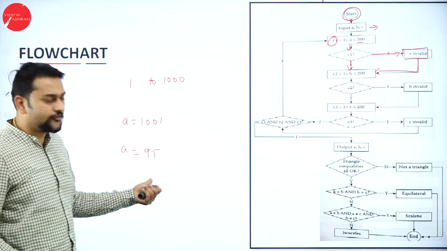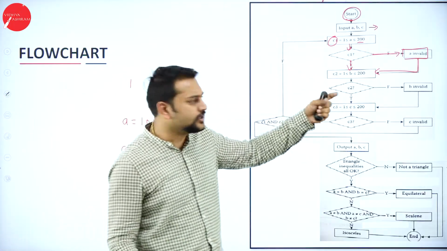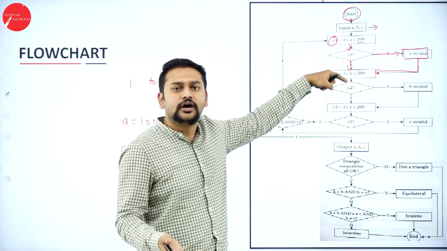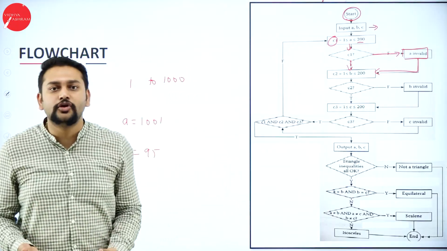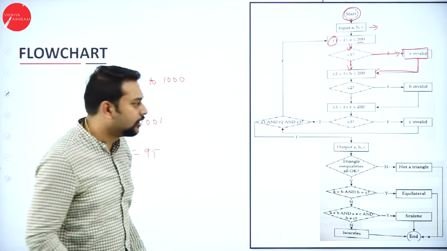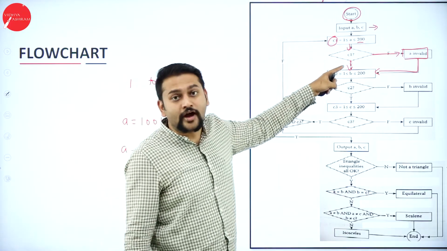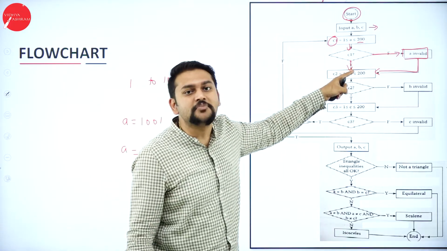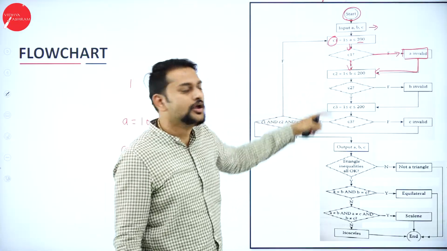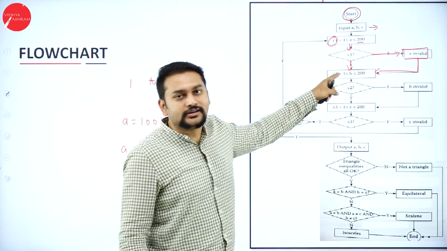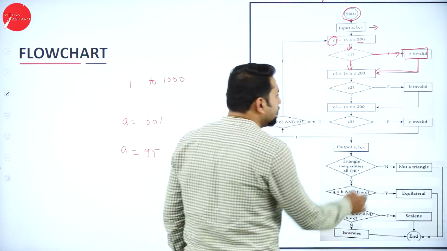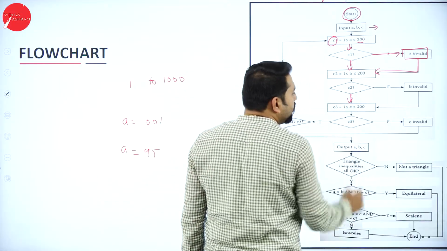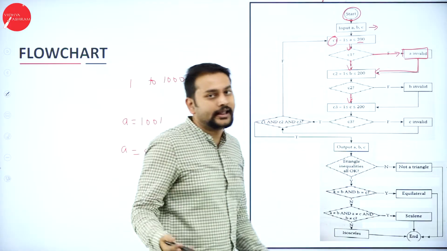Suppose, imagine I have entered A is equal to 95. Is it in the range? Of course it is in the range, so it will not say invalid. Then it will go for the second one. You are allowed to enter the next value for B. That's what is happening here. Again, you have to enter the value for B also in the same range. That's what you need to observe here. If you have entered it within the range, fine, it will go for the next value. Otherwise, it will say invalid again here.